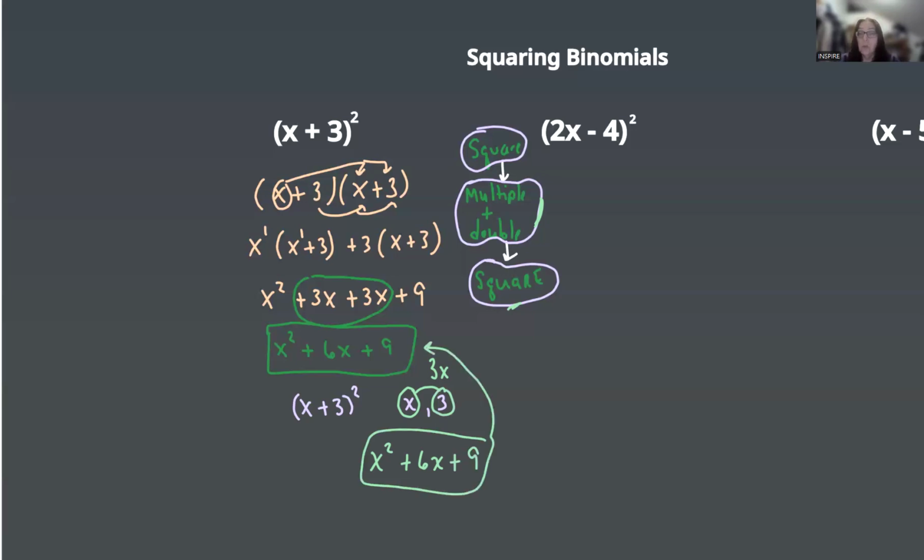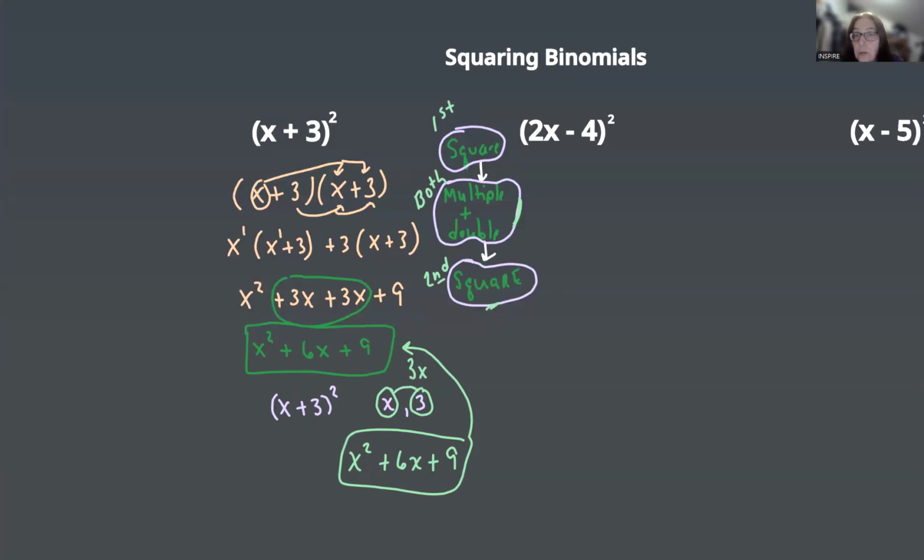That's what we're going to do on the next couple problems. We're going to practice the square, multiply, double, square. So here you're using the first term, here you're using the second term, and here you're using both. Okay, so let's take a look at the next one. The first thing we're going to do is write down what the 2 terms are. The first term is 2x, and the second term is negative 4. So there are my 2 terms.